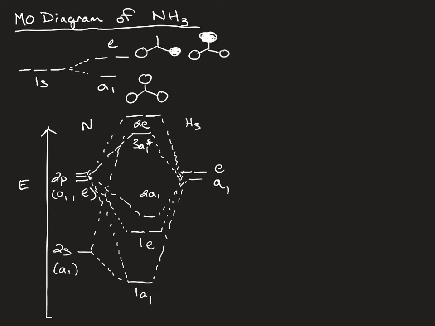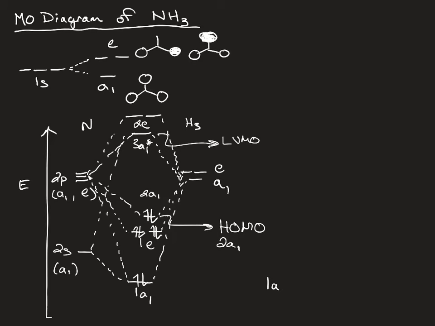Putting electrons in. We arrive at that. So the HOMO is our 2A1, and our LUMO, as we've drawn, is the 3A1 star. We can go through and draw what these various molecular orbitals look like.